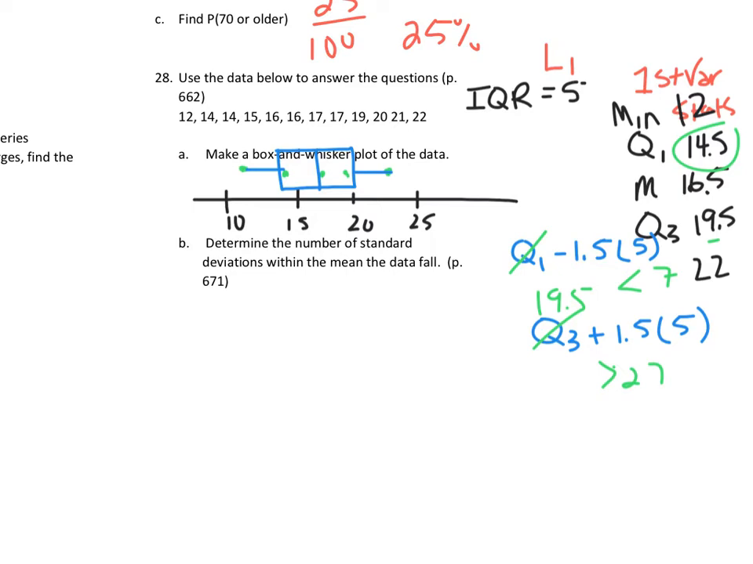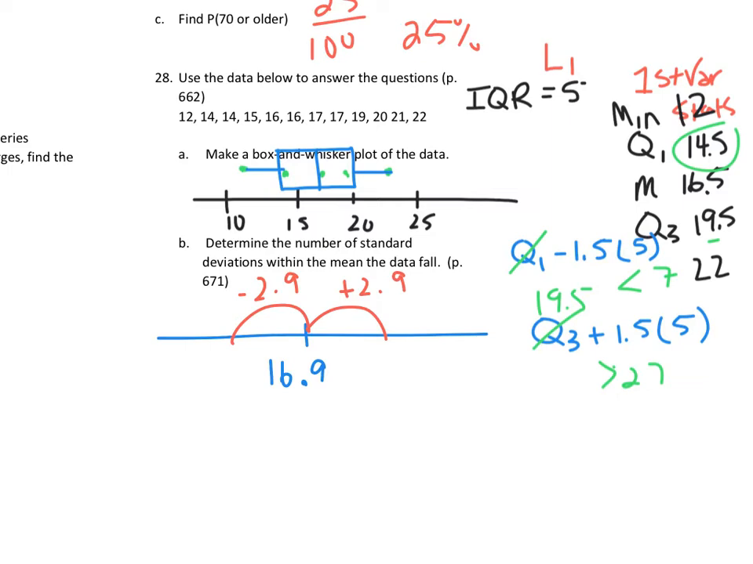Okay, B, determine the number of standard deviations within the mean the data fall. Going back to your one-variable statistics, notice that the mean is 16.9. I'm going to put 16.9 in the middle on my number line. Now, the standard deviation is 2.9. So I'm going to go up 2.9 and back 2.9, adding 2.9 and subtracting 2.9.